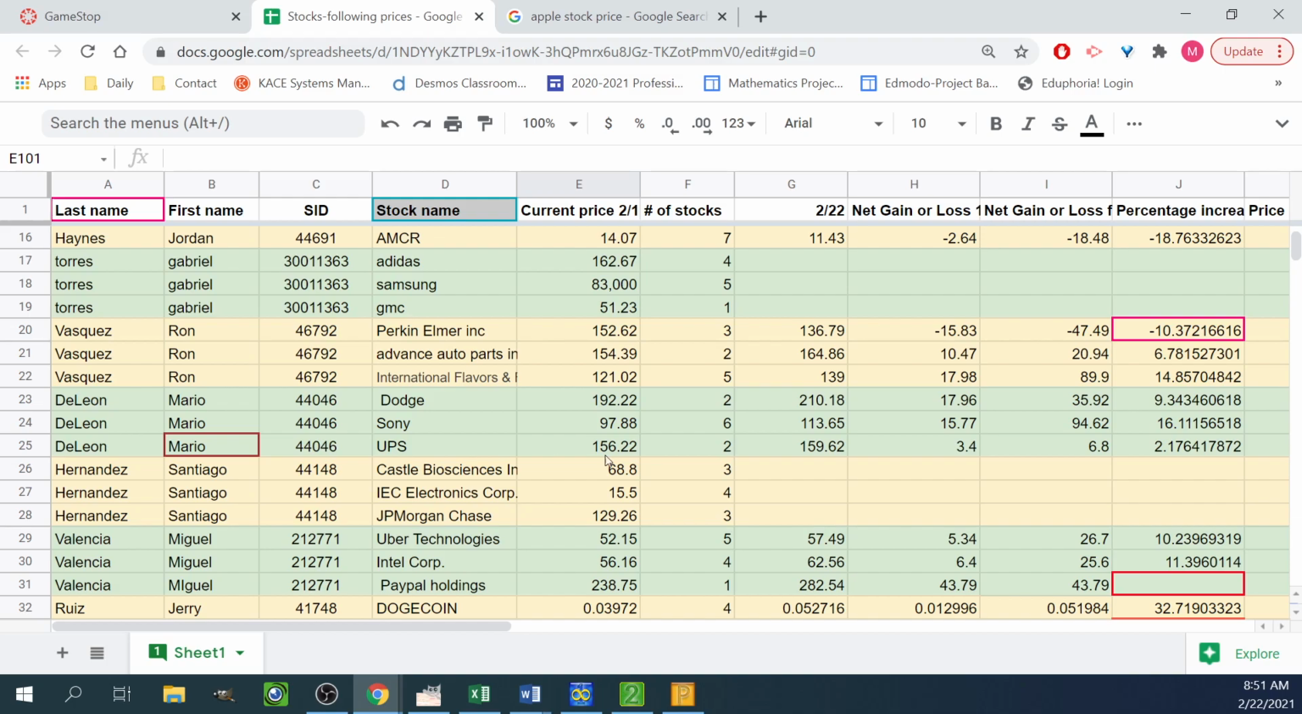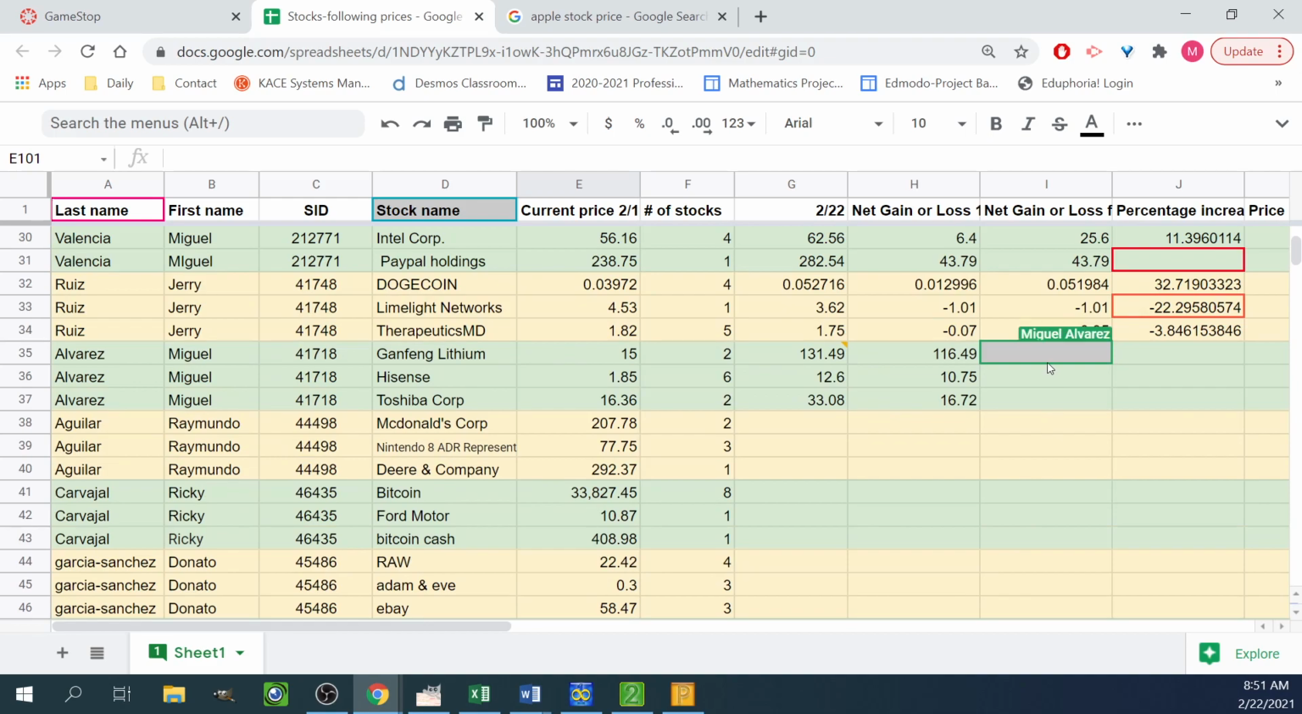Yes, sir. How do you do the next one for the amount of shares for each share I got? Okay, so all you're going to do is take this price and multiply it by this number. So equal sign H35 times, to do the times you do Shift 8. Yeah, I think you got it. Percentage, you're going to take this number and divide it by the original number times 100.